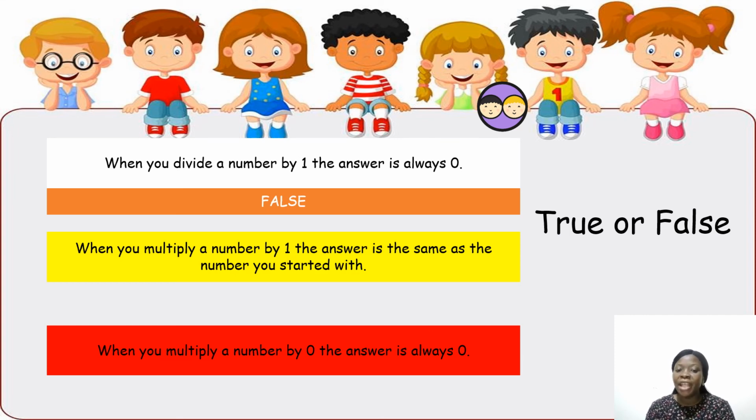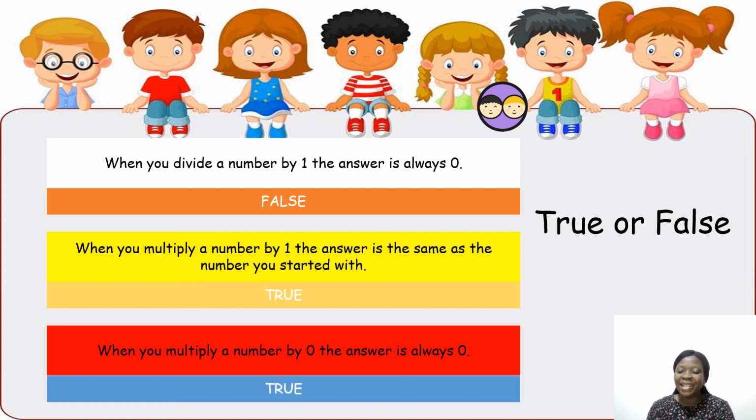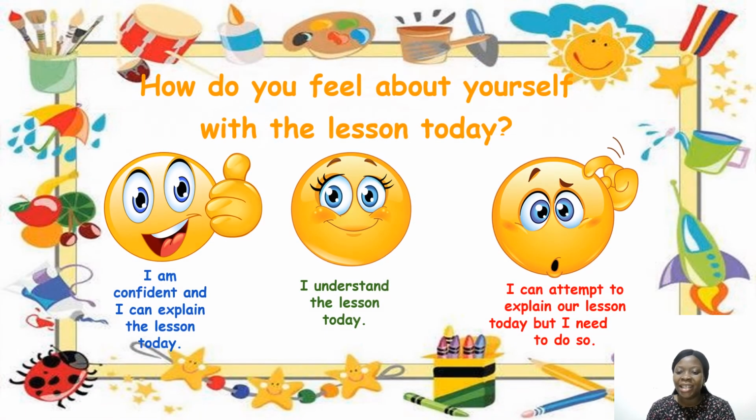When you multiply a number by 1, the answer is the same as the number you started with. True or false? Okay, the answer is true. If you chose true, you are correct. And then finally, when you multiply a number by 0, the answer is 0. Is this true or false? The answer is true. I hope the lesson is clear and you understand the rules.